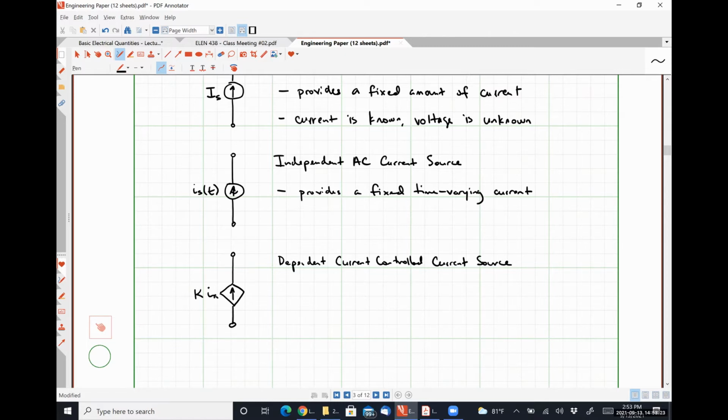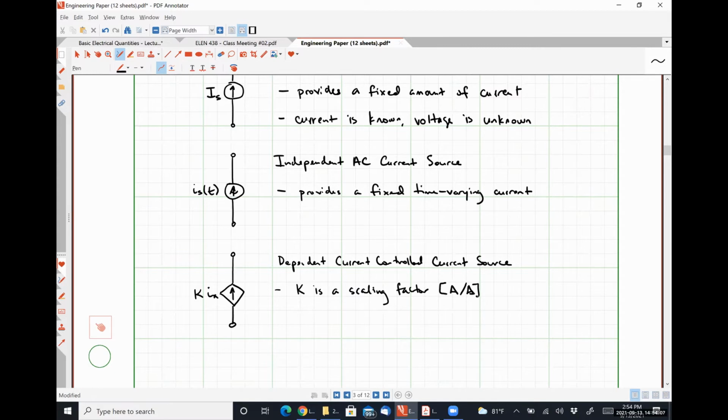So I'm going to say that its magnitude is K times IX, where K is just a scaling factor, okay? That has units of amps per amp, or you could just as easily say that it has unitless units, okay? So what a dependent current source does, and this is where you guys are going to, yes?